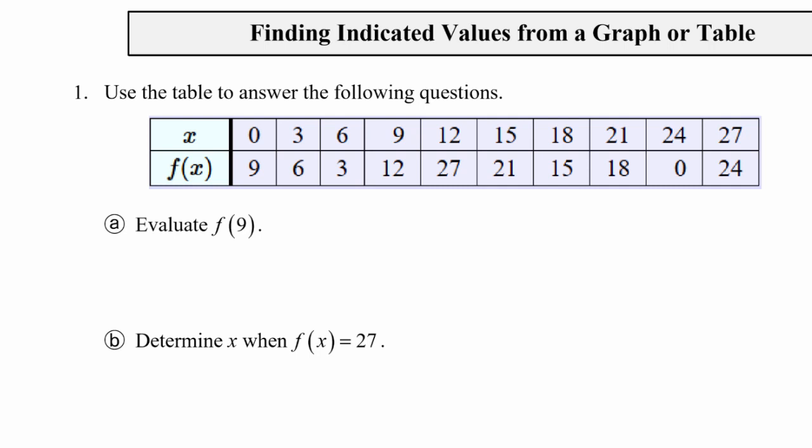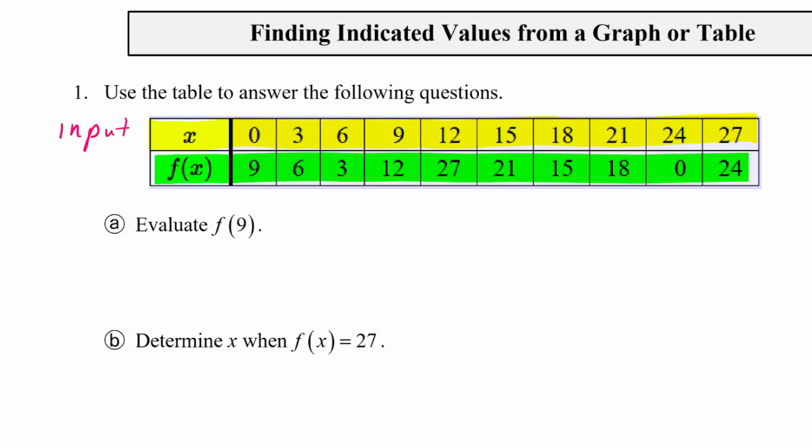So in this video, we are going to use function notation and we're going to find indicated values from either a graph or a table. Notice that we are given a table of values. The x coordinate is on top, so these are the x coordinates in this top row. And then the corresponding f of x coordinates, which you know is another word for y, are on the second row. So the top row is our input values and the bottom row is our output values.